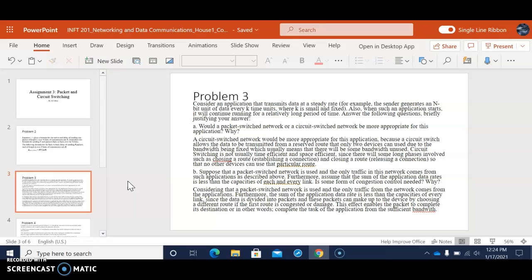However, there is also some problem with circuit switching, because it is not usually time efficient, since there are long phases involved. You need to choose the route, which is establishing the connection, and closing the route, which is also tearing down the connection so that no other computer can use it. So basically, it's like roadwork. For a car that wants to go to Highway 59, they close Highway 59 because they're doing construction, and they have to make sure no car uses this highway. So you have to send the other cars to another highway, like that.